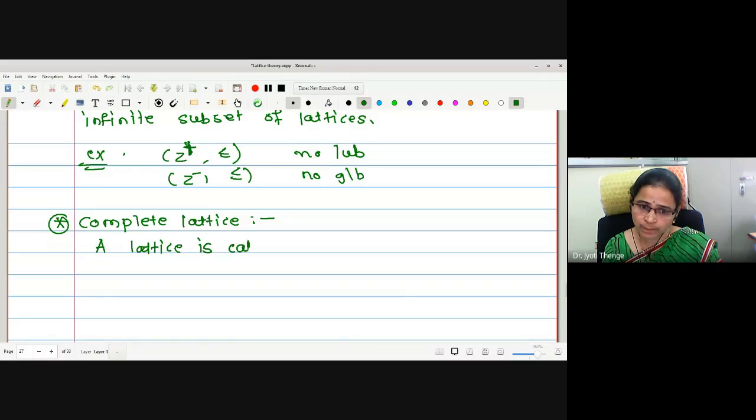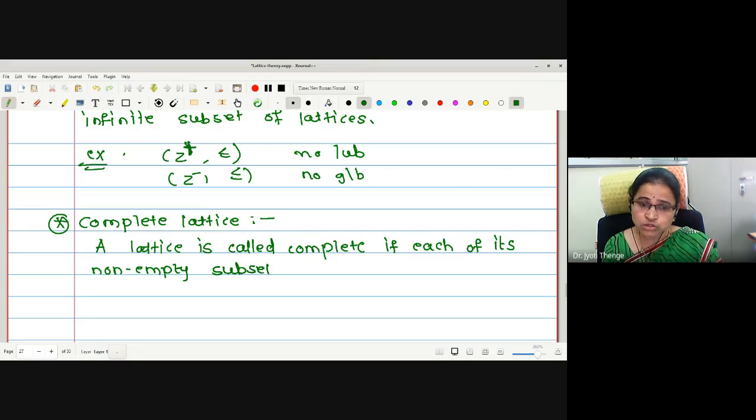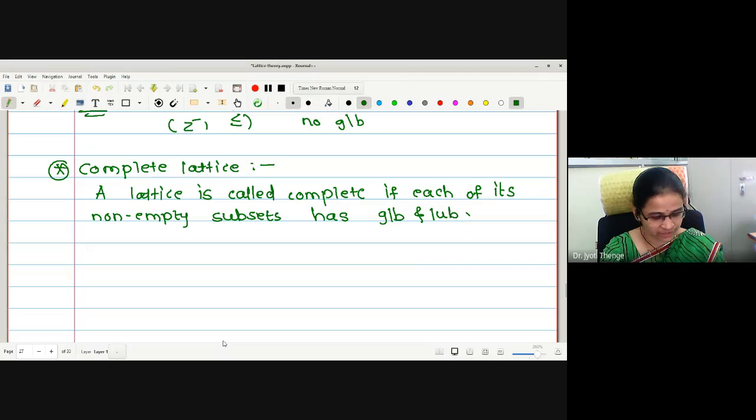I will write: a lattice is called complete if each of its non-empty subsets has GLB and LUB. Now this non-empty subset may be finite, may be infinite. This is the first special lattice we have defined, called a complete lattice. The lattice is called complete if each non-empty subset has LUBs and GLBs.